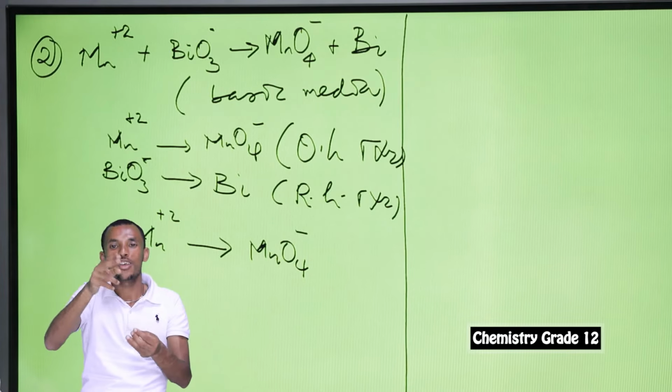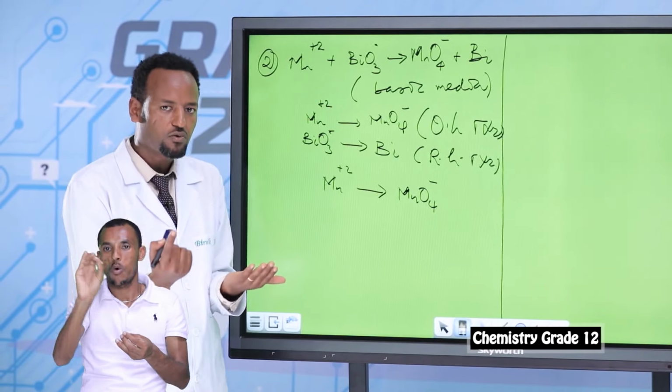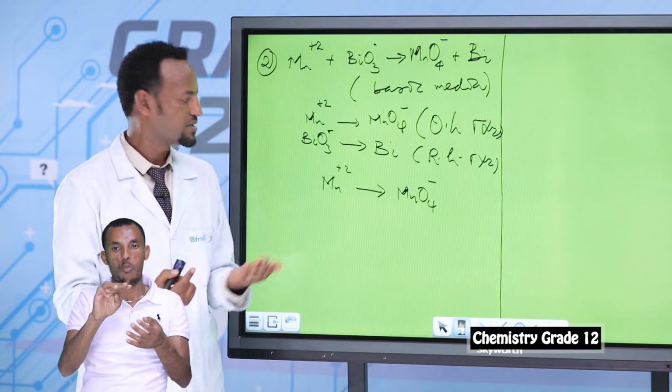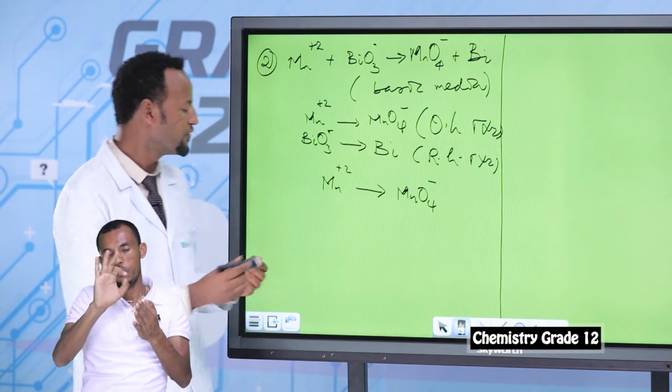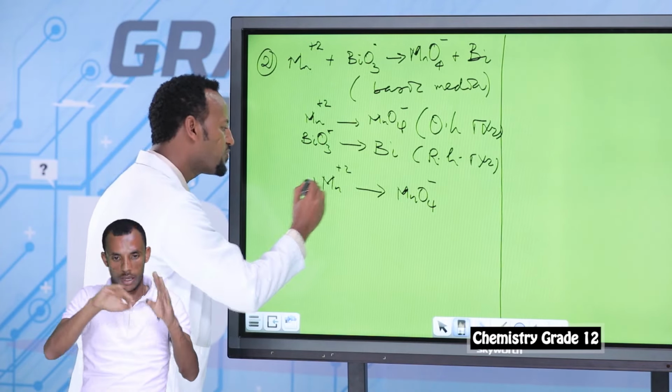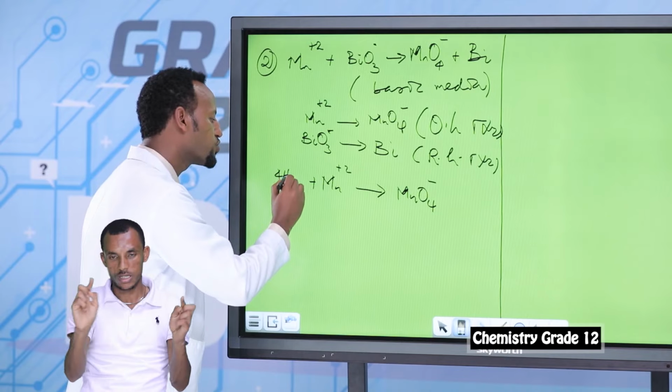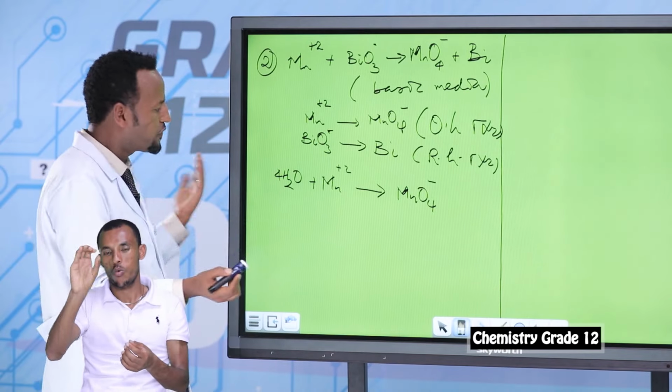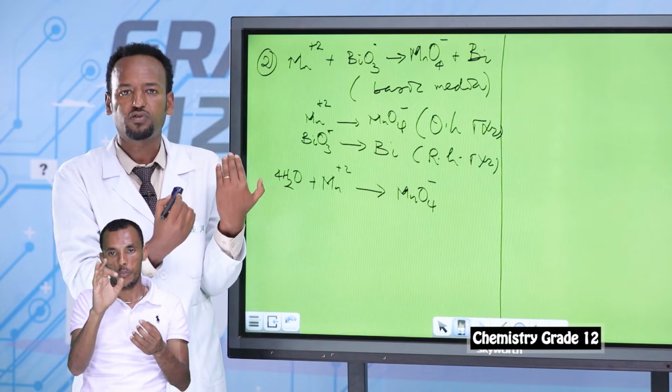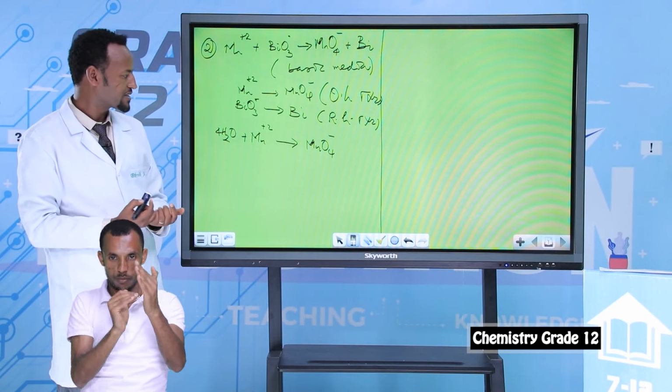One H2O means one water molecule, and it contains only one oxygen. Now the number of oxygen is 4. Therefore, in the reactant position, add 4H2O. Why 4H2O? Because 4 oxygens are deficient in the reactant position. So 4H2O is added in the reactant position.